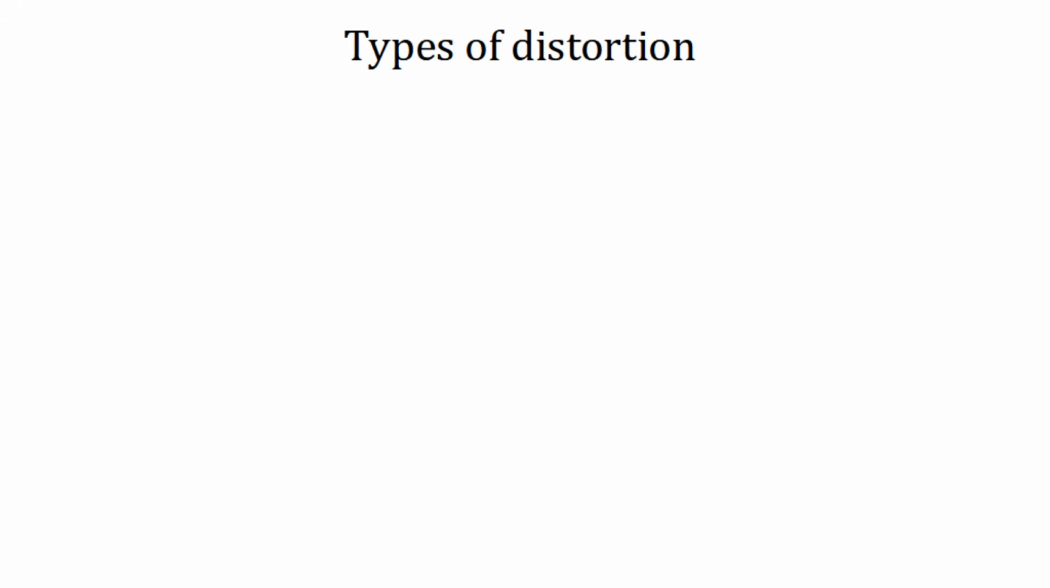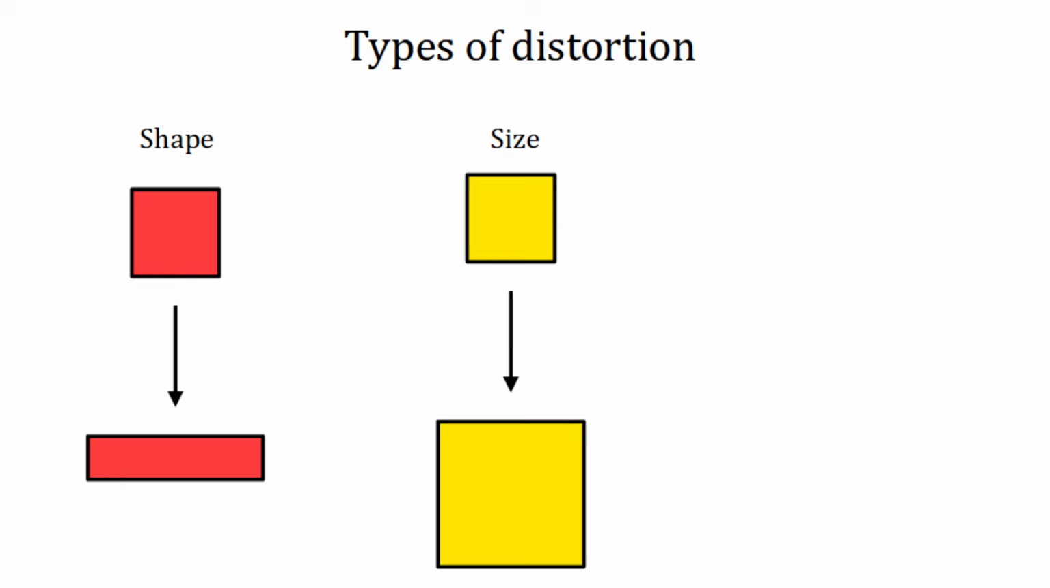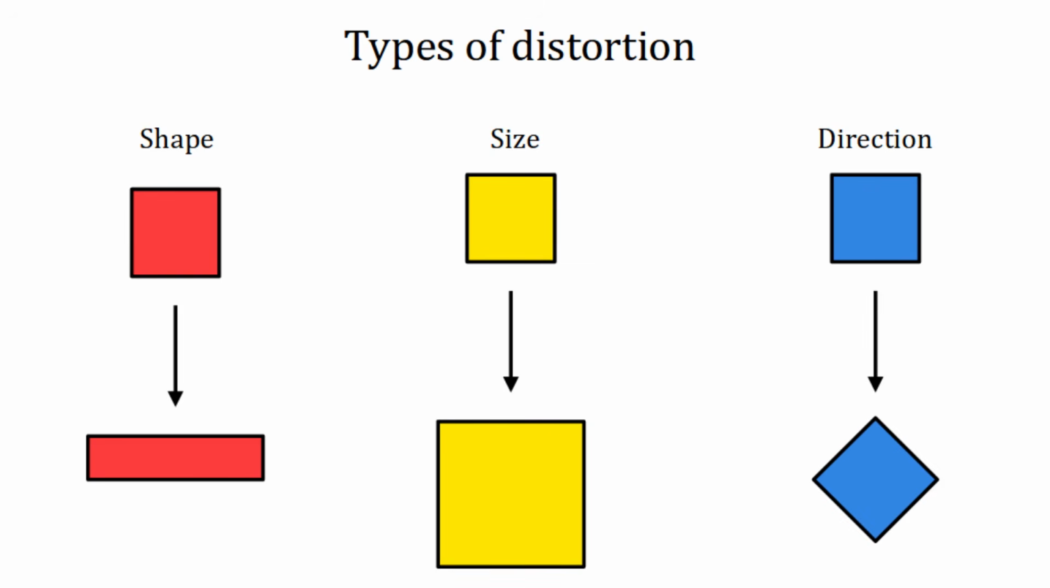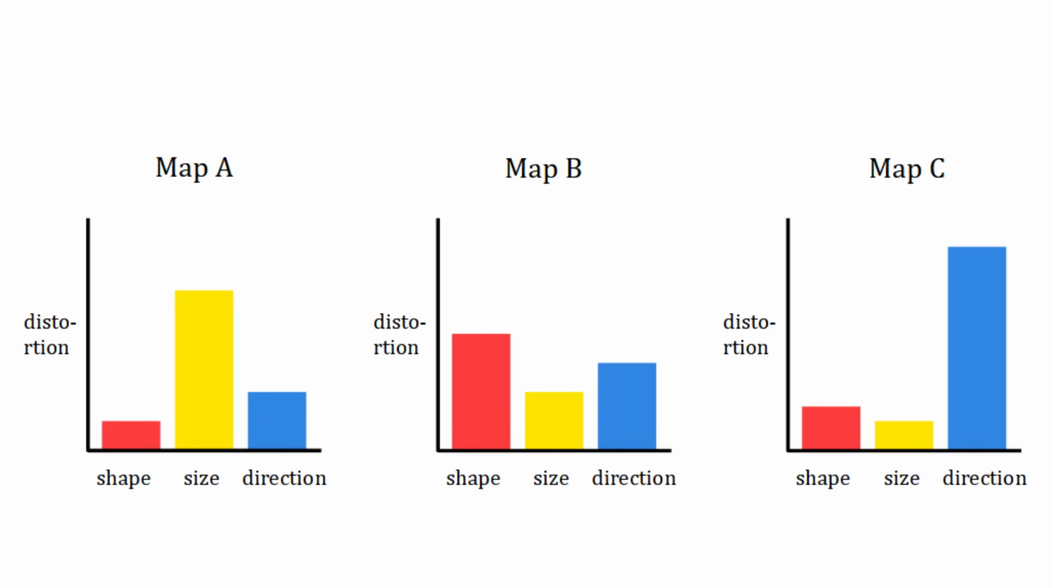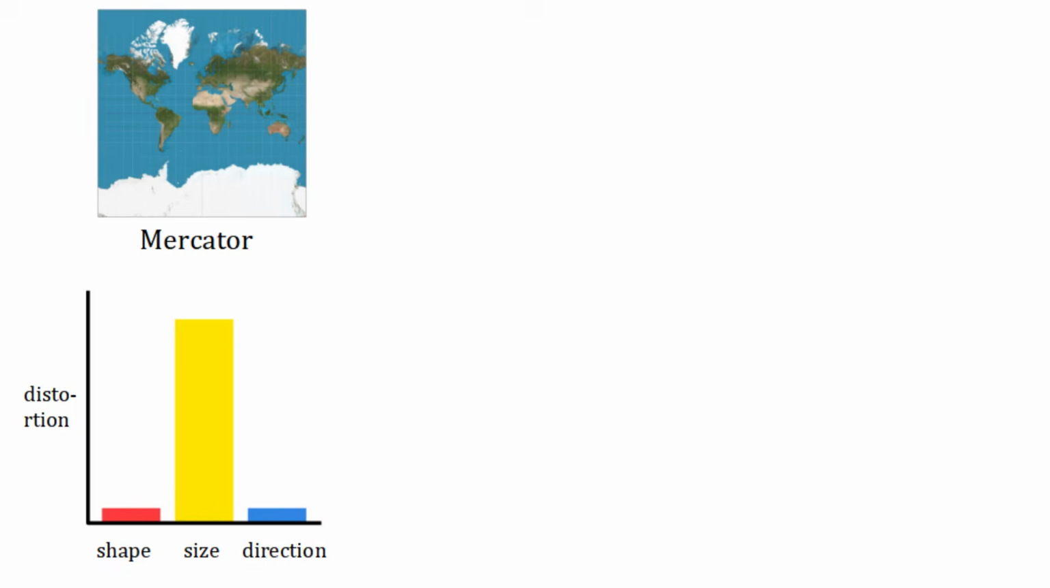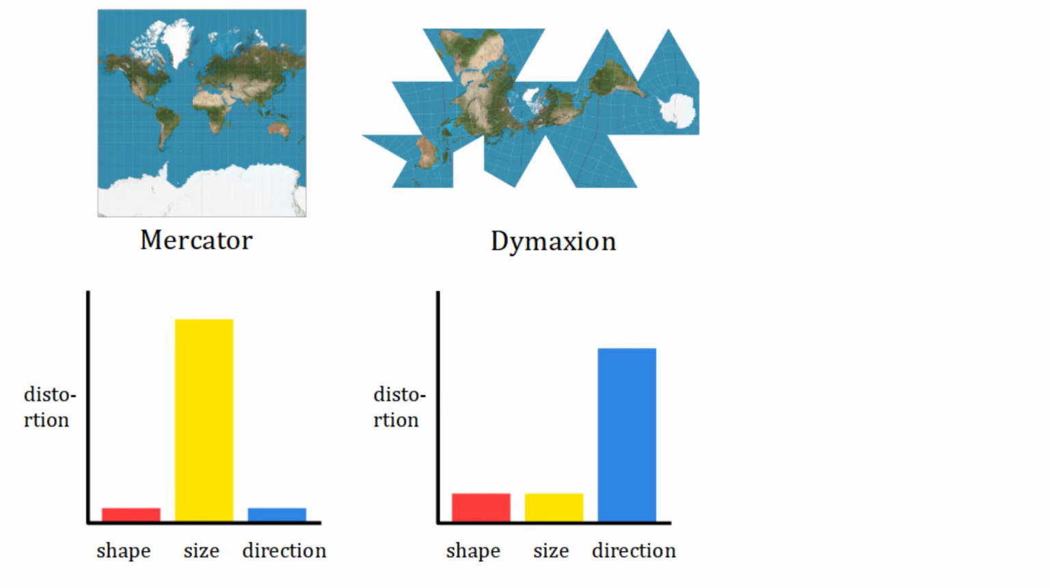You see, there are three main types of distortion. These are shape, size, and direction. Every projection will have some degree of distortion, but it will be distributed differently between these three categories. Mercator minimizes shape and direction distortion at the cost of size distortion. Dymaxion minimizes shape and size distortion at the cost of direction.